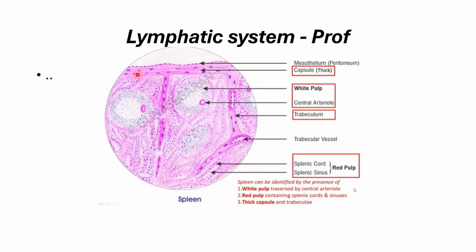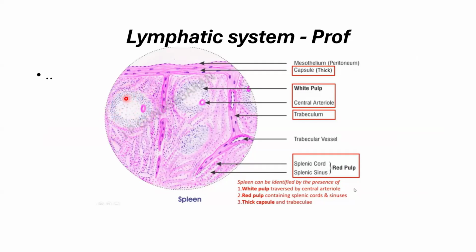A diagrammatic drawing showing us the lymphatic system of the spleen now. You can see this is a capsule sending in incomplete trabeculae. And this trabecula at this point won't be formed by epithelial reticular cells, it will be formed by elastic fibers. You can see we have this white pulp.